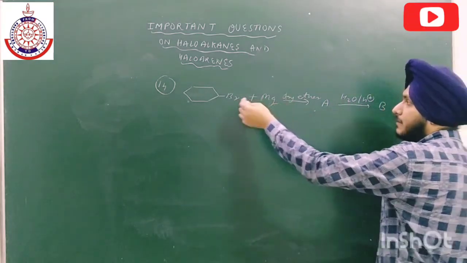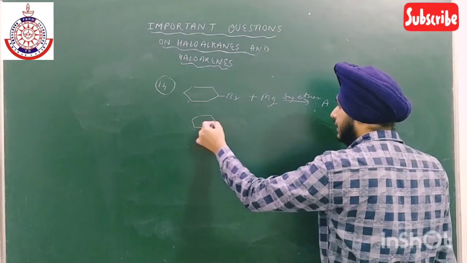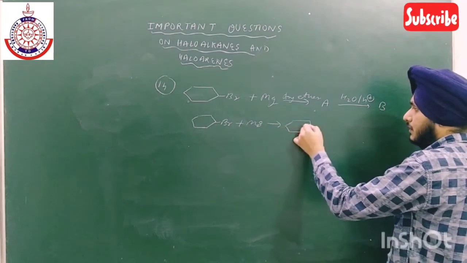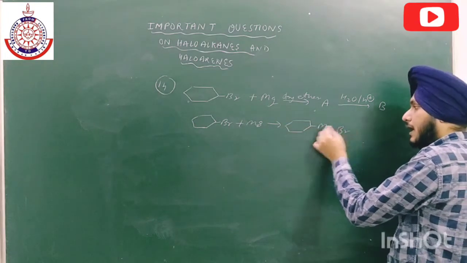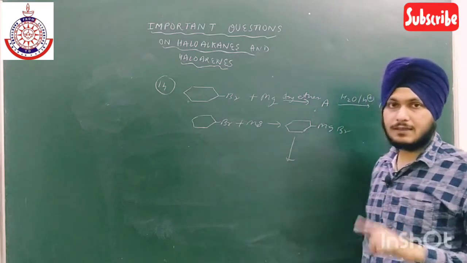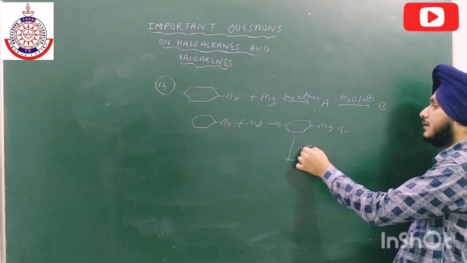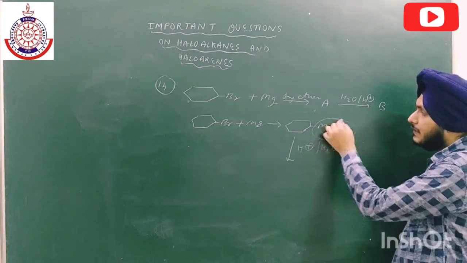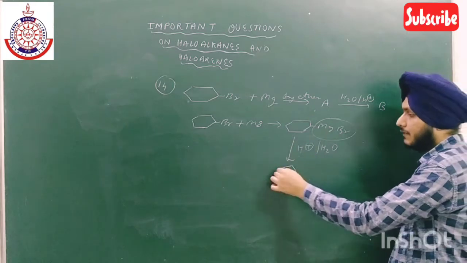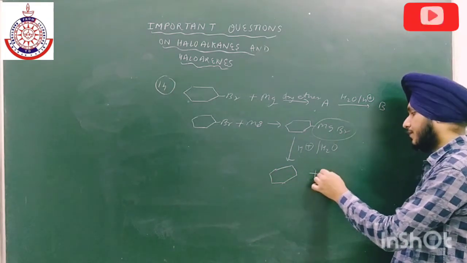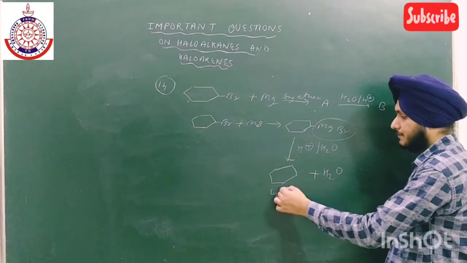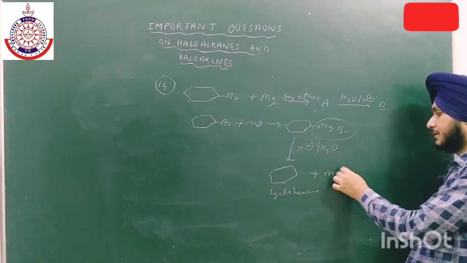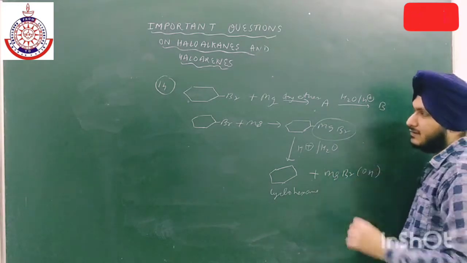Now simply if we react magnesium with any alkyl halide, we will get a Grignard reagent. In 99% of the cases, after the formation of the Grignard reagent, hydrolysis will take place. After hydrolysis, this MgBr will leave with the OH negative and hydrogen will attach over here, and we will get the hydrocarbon, cyclohexane, plus MgBrOH. So this is the 14th question.